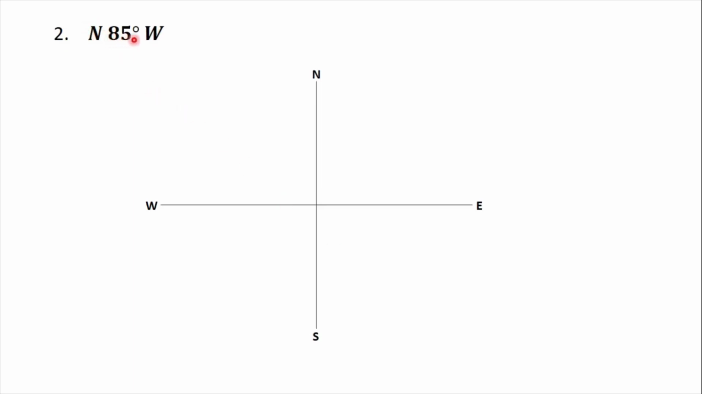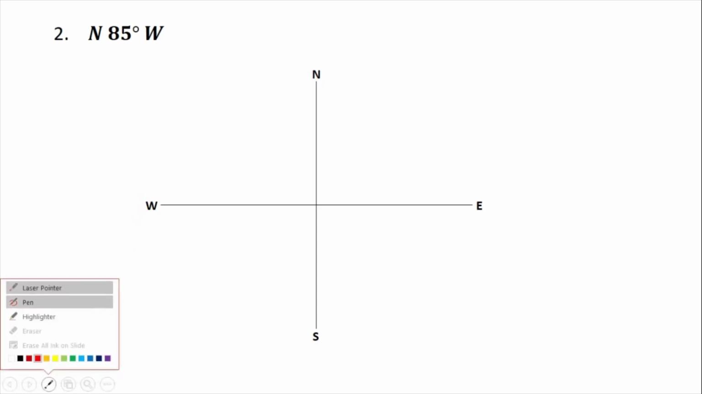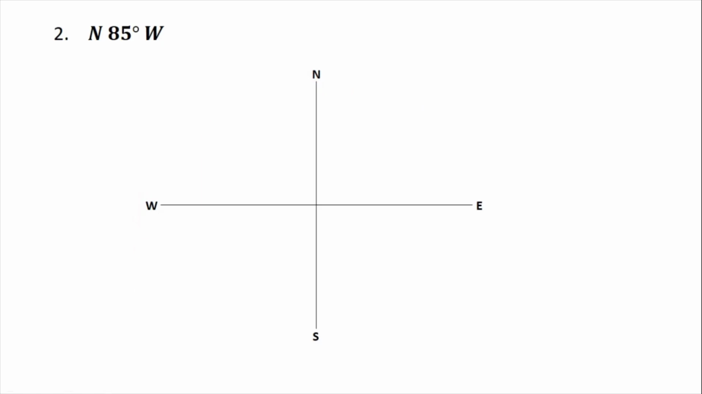North 85 degrees west. So as I said, the first one gives you an indication of where you are starting from. So we are starting from the north. The next one gives you an indication of where you are supposed to move towards. We are starting from the north and we are moving towards the west. So it means that in this bearing, you will be moving in this direction from the north towards the west.